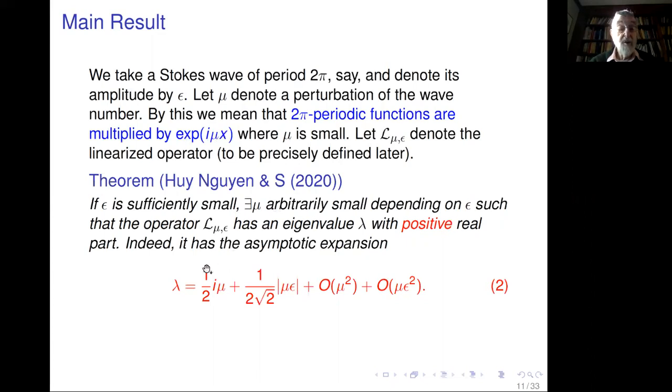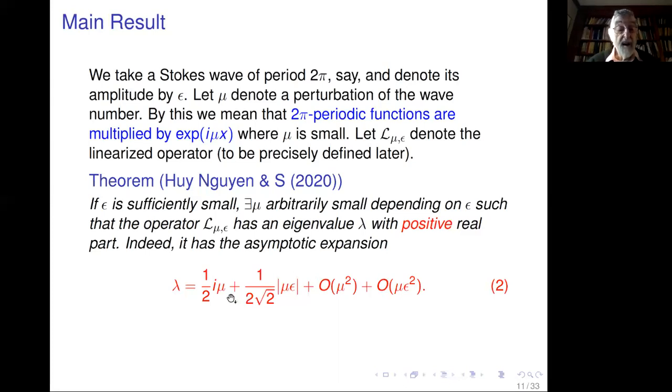And then we show that there is at least one point eigenvalue, an actual point spectrum, lambda, which looks like this. Now, see, there are two small parameters. One is epsilon, the amplitude, and the other one is mu, which is called the Floquet parameter. It's the small spatial frequency, mu, and they're both small. And lambda depends on mu and epsilon and has this expansion. This is what we prove. That's the main theorem. That's what I'm talking about today.